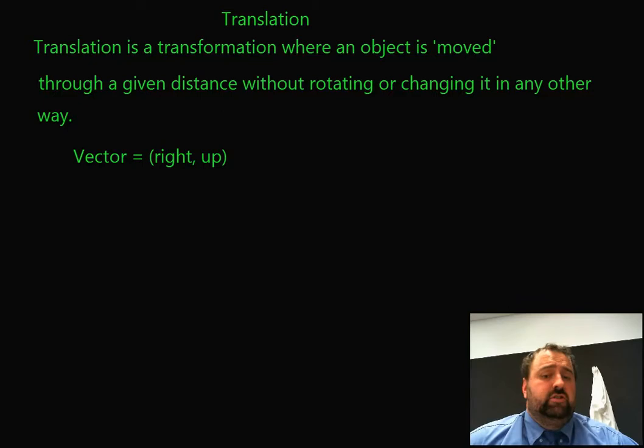Now, when we move it, we move it using directions that are called a vector. All right, a vector basically tells us where to go. And the way the vector is written, it's a set of brackets with two numbers. The first number tells us how far to move to the right, and the second one tells us how far to move up.